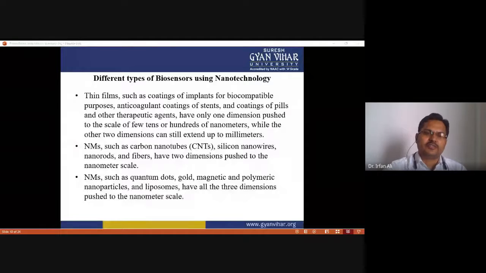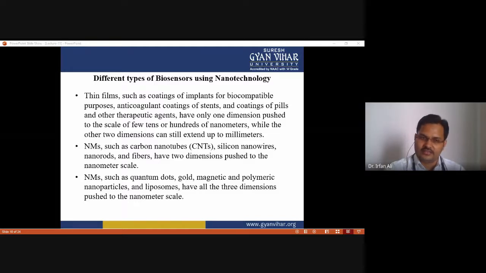And now, the different types of biosensors that can be used in nanotechnology. The nanotechnology products can be classified into three categories based on the number of dimensions they have. The first is thin film, such as coatings of implants for biocompatible purposes, anticoagulant coatings of stents, and coatings of pills and other therapeutic agents, which have only one dimension pushed to the scale of a few tens or 100 nanometers, while the other two dimensions can still extend up to millimeters.